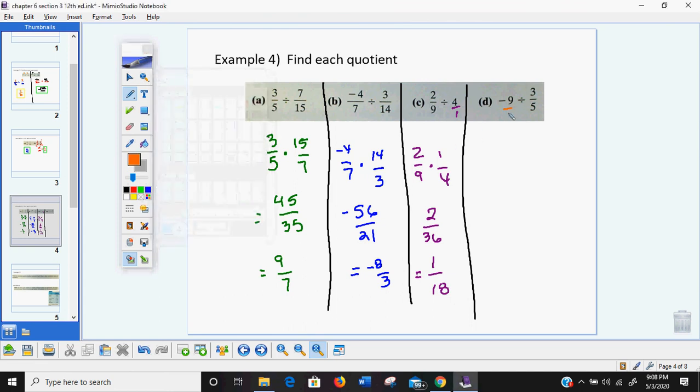-9, it's a whole number, so I'm going to put it over 1. So I'm going to have -9 over 1 times, flip it, makes that 5 over 3. That is going to give me a -45 over 3. And -45 over 3 does reduce. Whoops, let me erase that. I made a mess there. Let's fix the 3. That does end up being a -15 for your final answer.